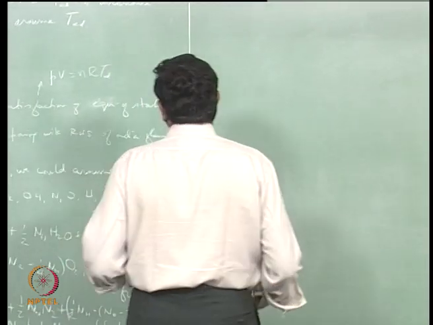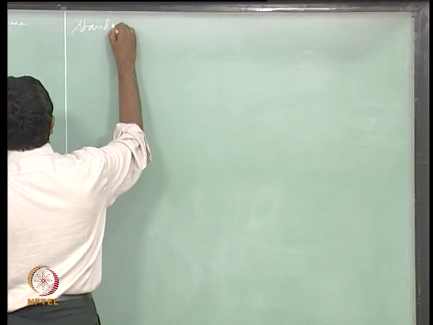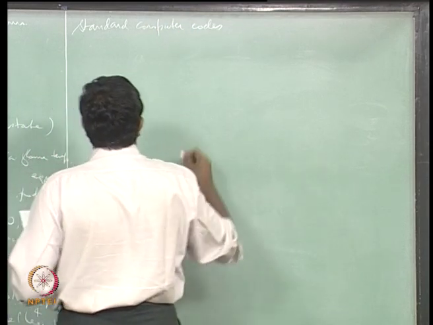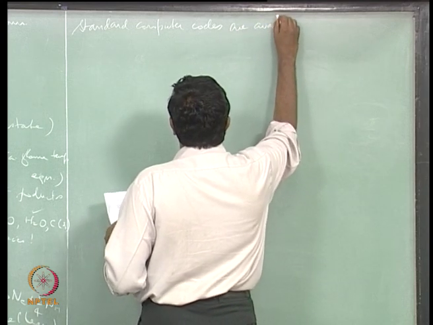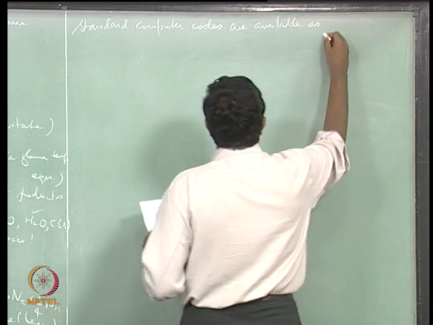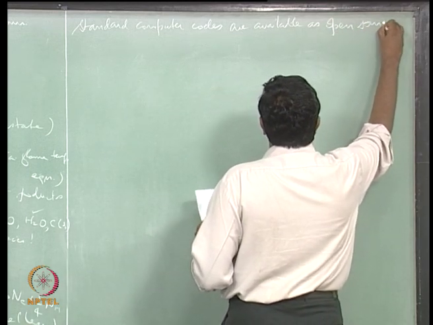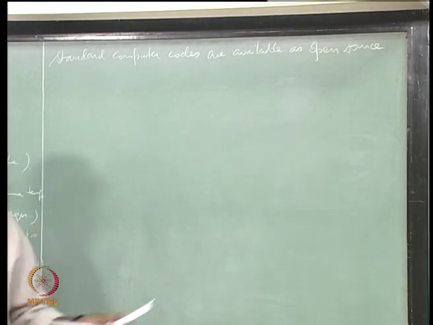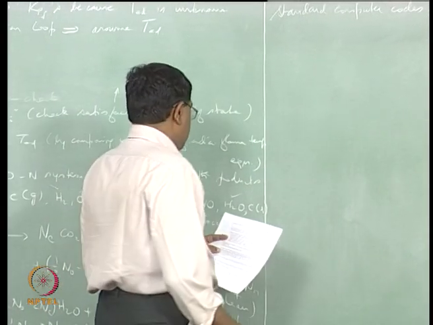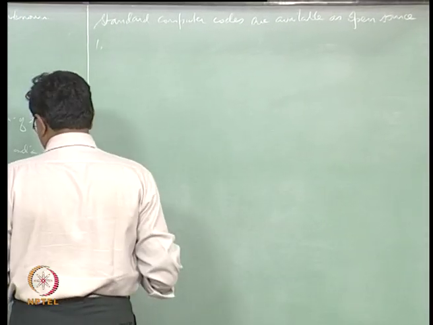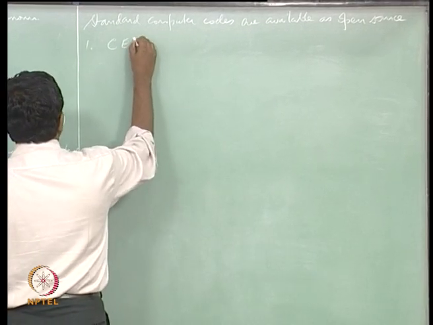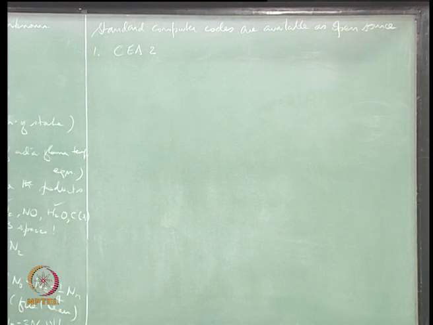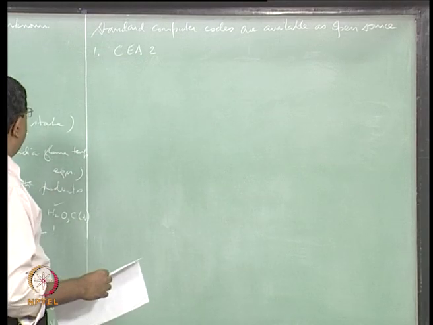So one of the most popular codes is standard computer codes available as open source. Well, when I say open source, I typically bother only about getting the executable version, don't worry about the source code itself. So the most popular one, to the extent I know, is the CEA2. That's a current version of what's called the CEA. The CEA came out in 1996.